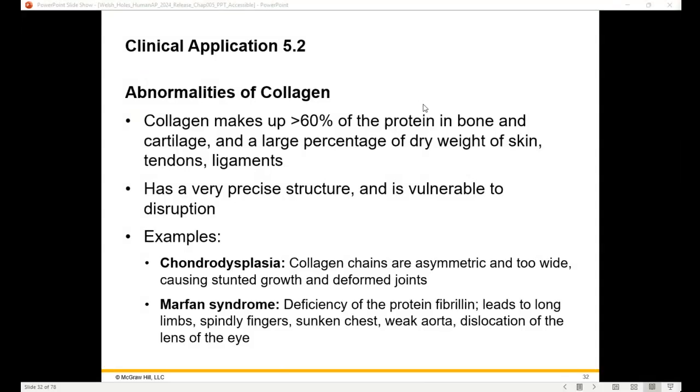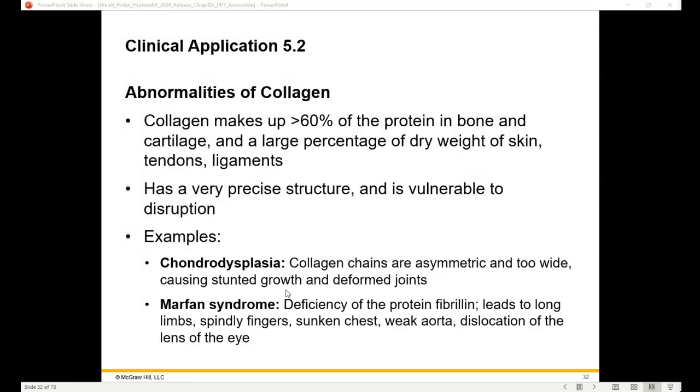Now, sometimes there can be abnormalities in collagen. Collagen makes up greater than 60% of the protein in bone and cartilage, and a large percentage of dry weight of skin, tendons, and ligaments. It has a very precise structure, and it's vulnerable to disruption.